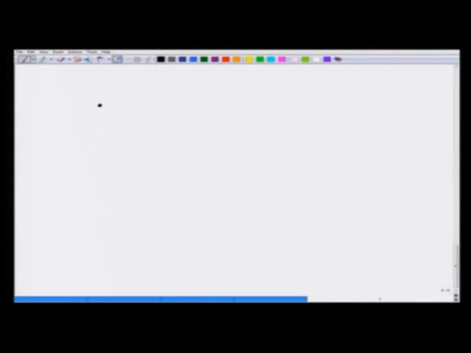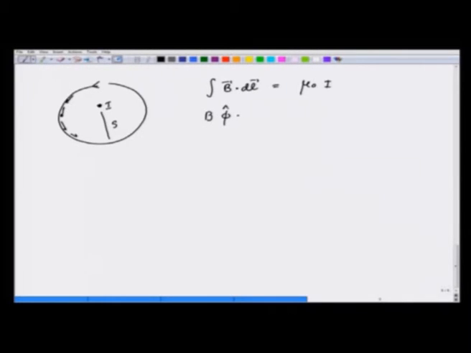Drawing it again, here is the current I and here is the path at distance s. So, I have the integral of B dot dl equals mu naught I. If I take dl along the path like this, it is in the same direction as B. So, B magnitude comes out, or I can write B as B phi, and dl is nothing but r d phi in the phi direction.